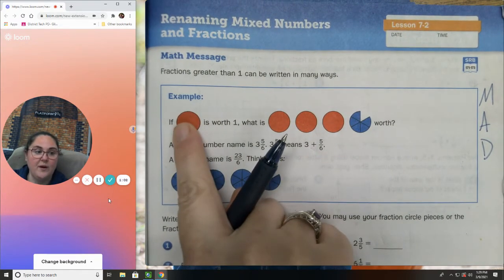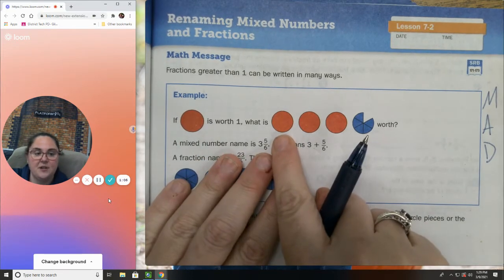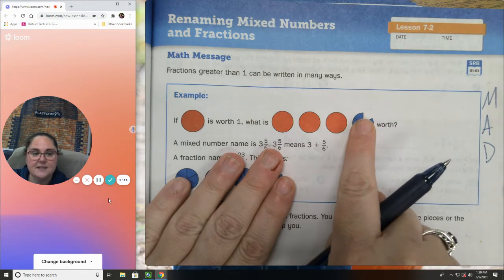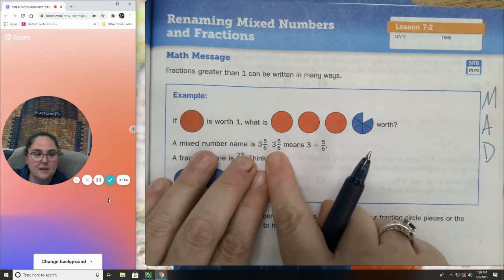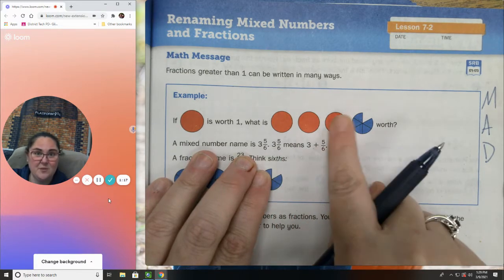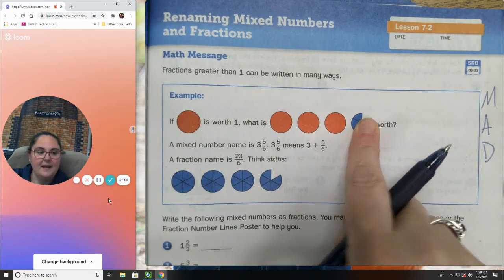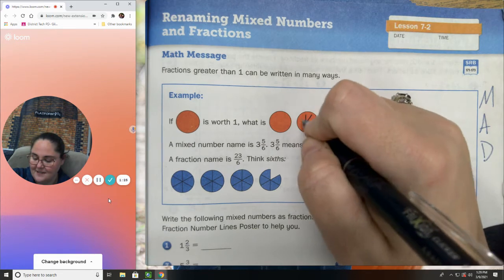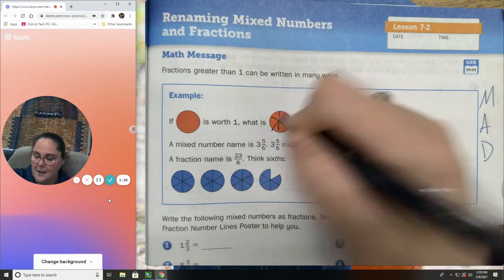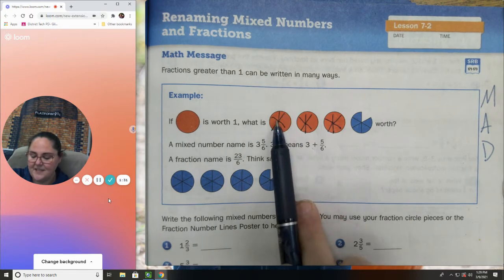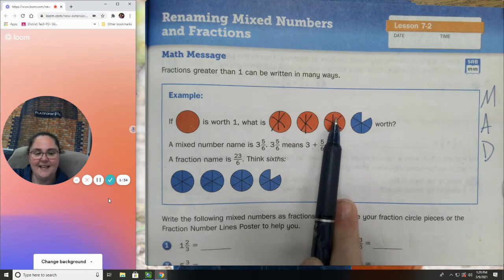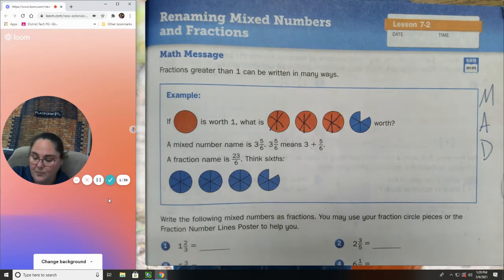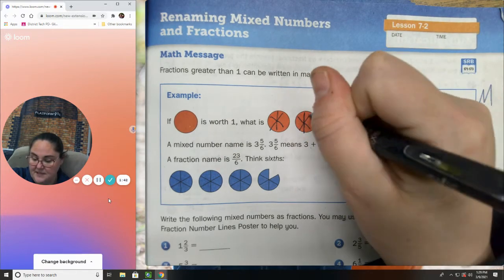So this is worth 1 whole. If I look at this picture, it is worth 3 wholes and 1, 2, 3, 4, 5 sixths. So that's what this says. It equals 3 plus 5 sixths. Now, if I cut all of these into sixths, basically that's what it did here. So we have 6, 12, 18, 19, 20, 21, 22, 23. 23 sixths. So you can use your picture, if you want, to break it into pieces.